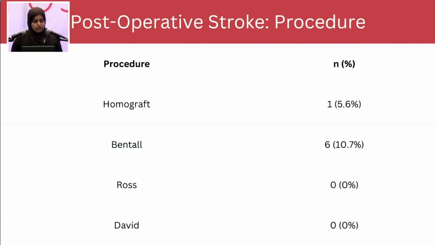Stroke occurred in 5.6% of homograft cases and 10.7% of Bentall cases, with no strokes observed in the Ross or the David groups.